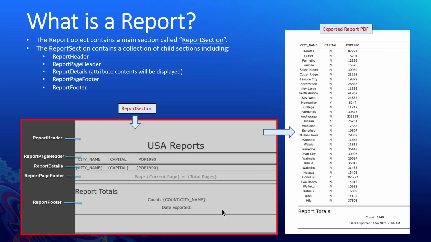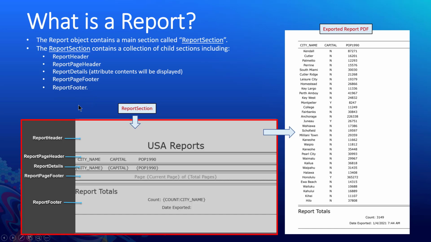A report object contains a main section called the Report section. The highlighted red section here is the Report section. The Report section contains a collection of the following child elements: the report header, the report page header, the report details, this is where the attribute contents will be displayed, the report page footer, and the report footer.